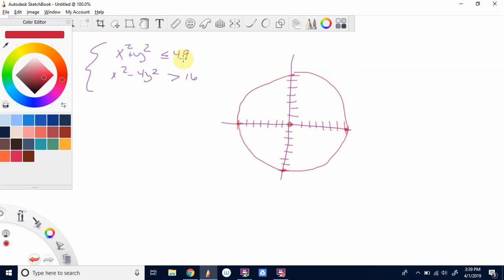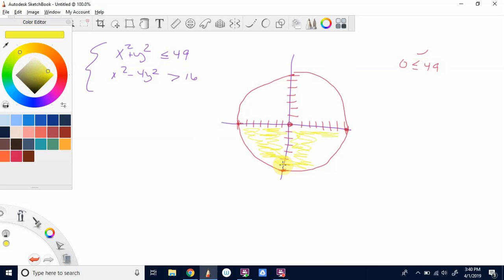All right, so now, because it says less than, I need to pick a point inside and outside. I'm going to pick inside because I can pick the origin. So if I put 0, 0, is 0 less than or equal to 49 true or false? It's true, so my solution, I'm going to do in a really light yellow, is everything inside the circle.